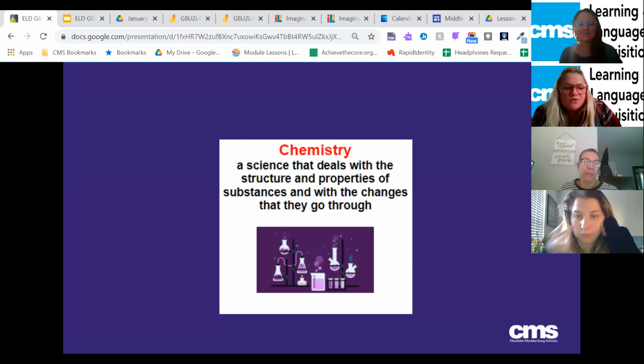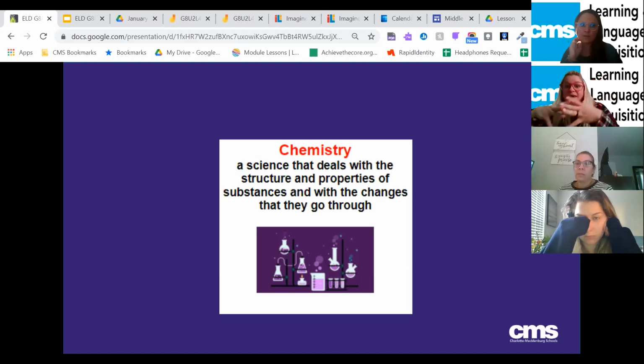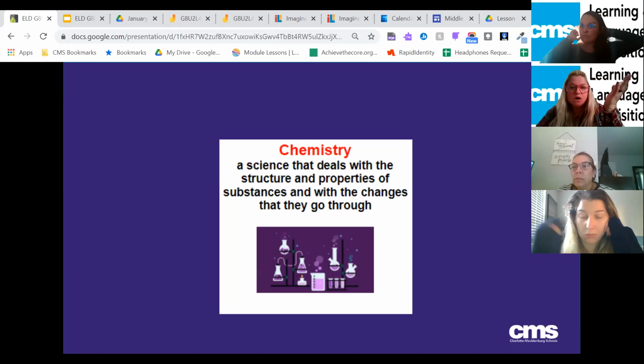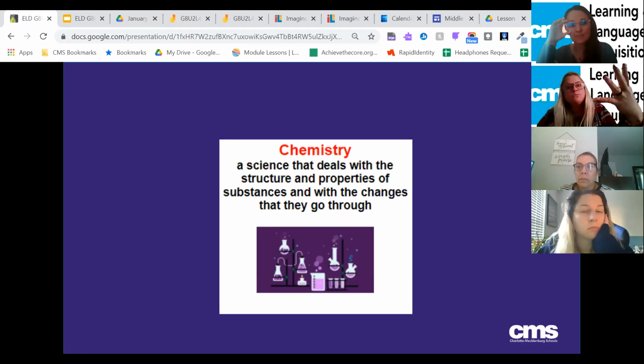Chemistry. Wonderful. Chemistry is a science that deals with the structure and properties of substances with the changes that they go through. So when I think of chemistry, I want to do something that is going to help me remember what it means. And we may have taken a chemistry class before, and we're going to see it in the text and how it shows up, but we're going to do a move. This is called total physical response.